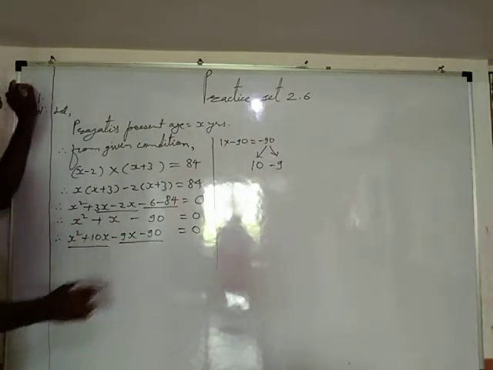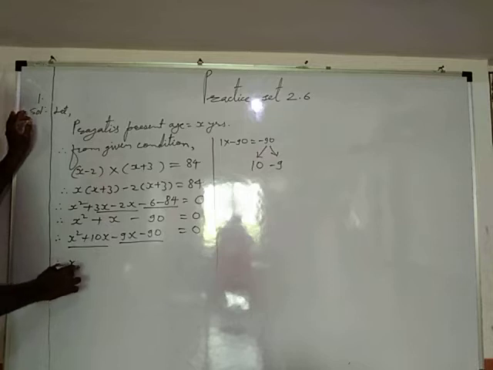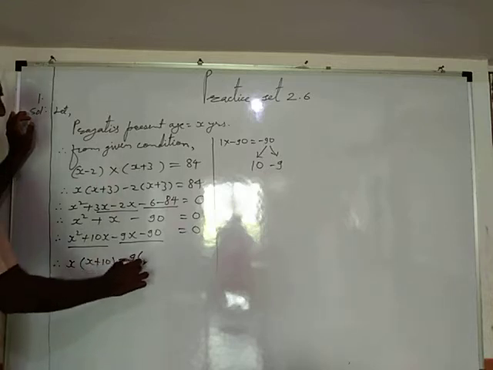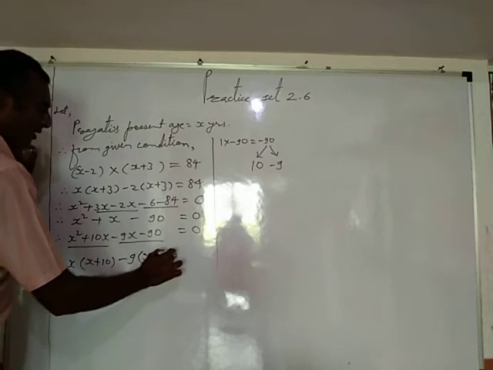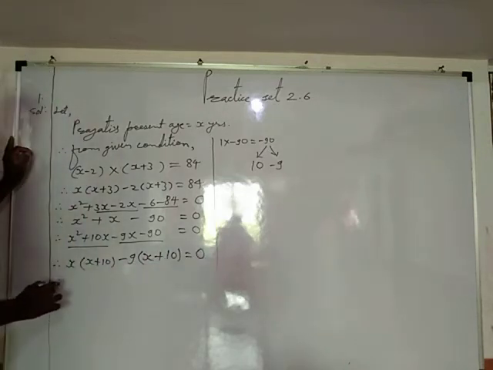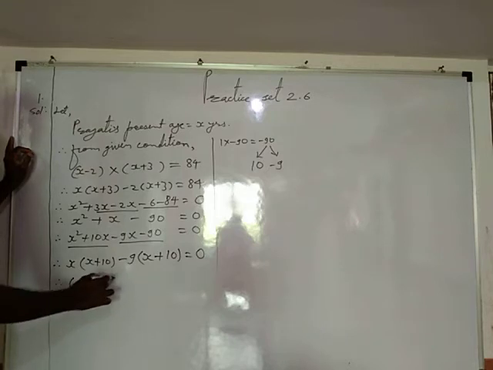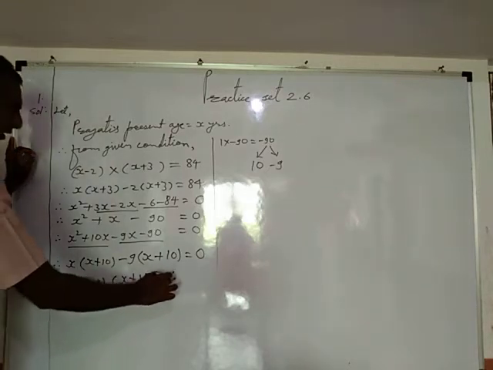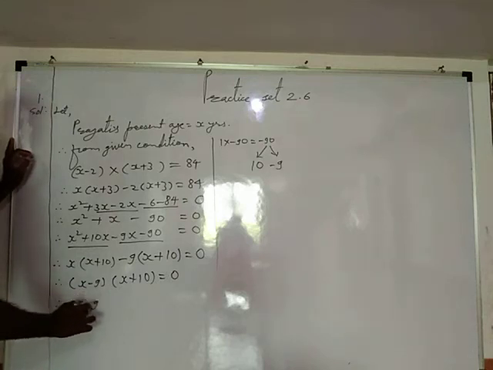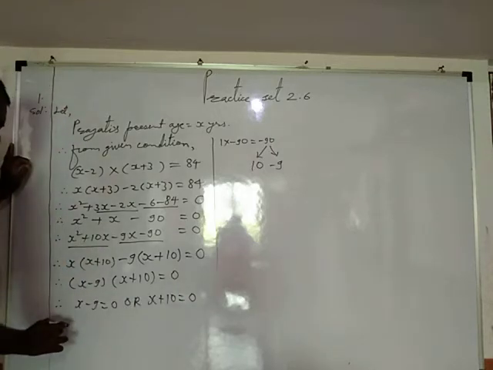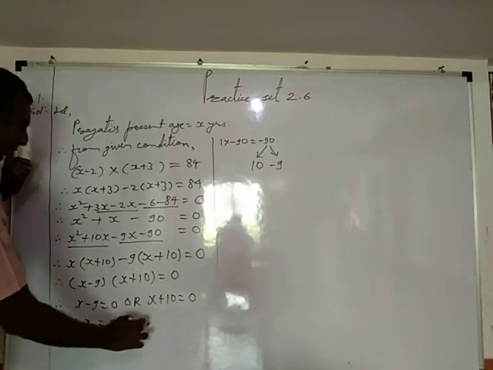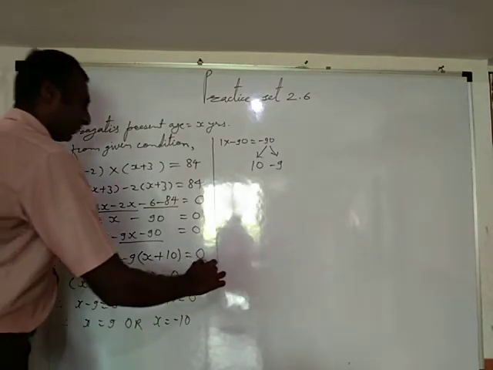Group of first two, group of next two. From first group we may take out x common, therefore in bracket x plus 10. From next group we may take out minus 9 common, therefore minus 9x divided by minus 9 gives us x, minus 90 divided by minus 9 gives us quotient plus 10. That equal to 0, and therefore in first bracket x minus 9 into second bracket x plus 10 equal to 0. Therefore x minus 9 equal to 0 or x plus 10 equal to 0, and therefore x equal to 9 or x equal to minus 10.